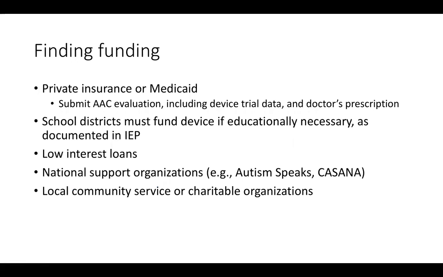At that point, when you find funding, if you want to go through private insurance or Medicaid, you're going to need to submit the AAC evaluation, including that device trial data, to the insurance plan. Insurance typically wants a doctor's prescription or a letter of medical necessity. If you're going through insurance, what I would recommend doing is contacting the manufacturer of the device that you want. And most of those manufacturers have dedicated funding departments that can walk you through that process.